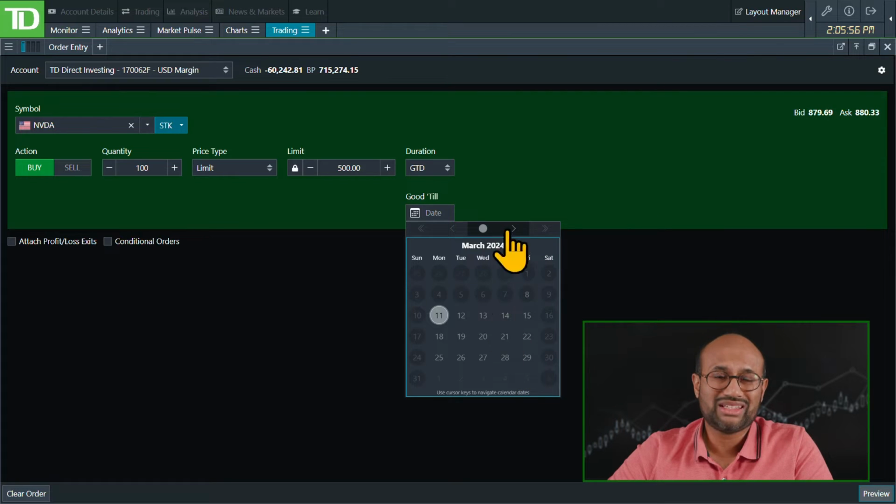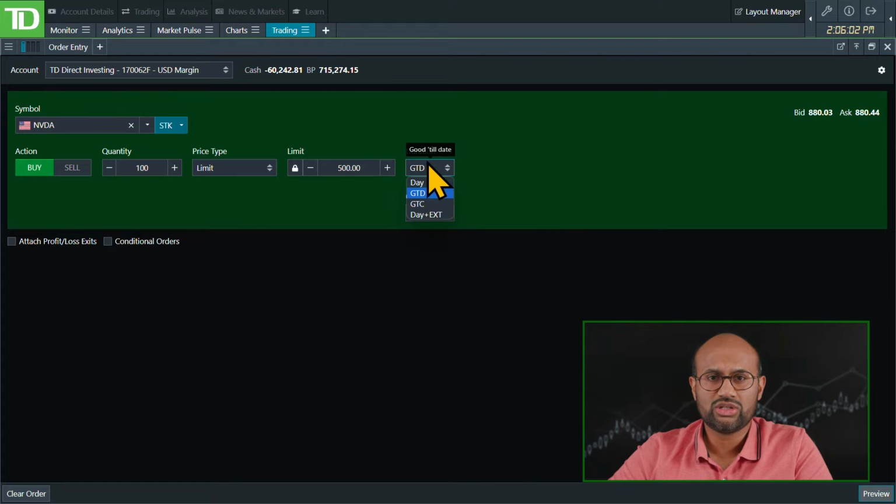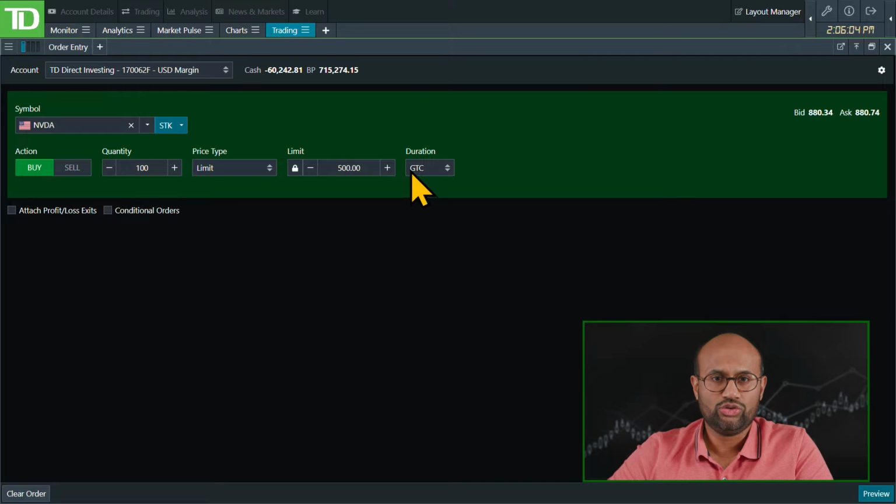Now, if you just want the maximum time frame rather than choosing a specific date, what you may want to do is just come out to GTC. Now, GTC will give you the maximum time frame an order is allowed to be on the market for. In the case of US stocks, that's going to be 180 calendar days. In the case of Canadian stocks, it's going to be 90 calendar days.